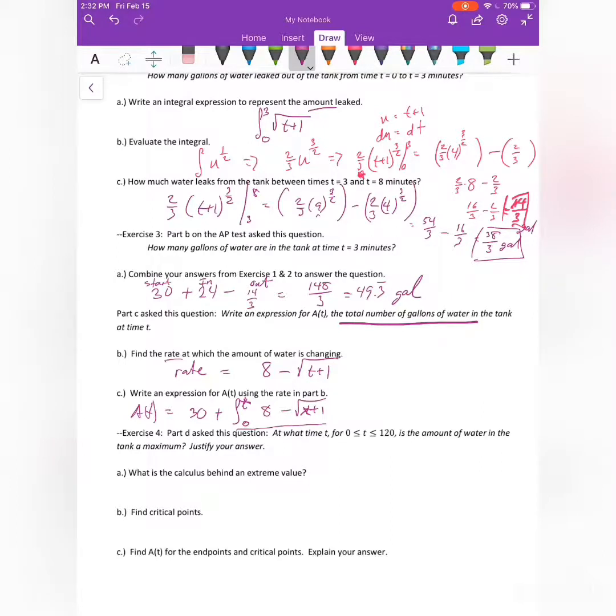That'll tell you how much water changed. We might have lost some water, we might have gained some water, but we definitely started with 30. So that'll tell you at any time you want.